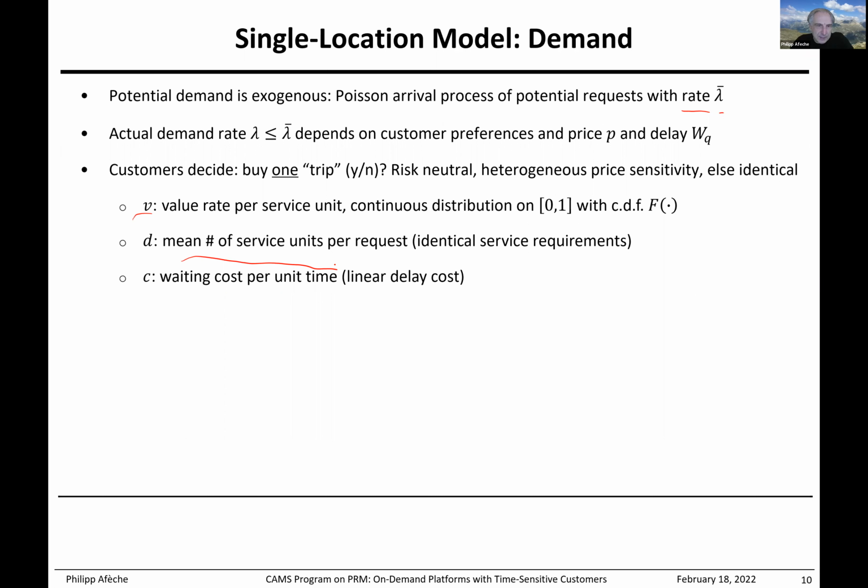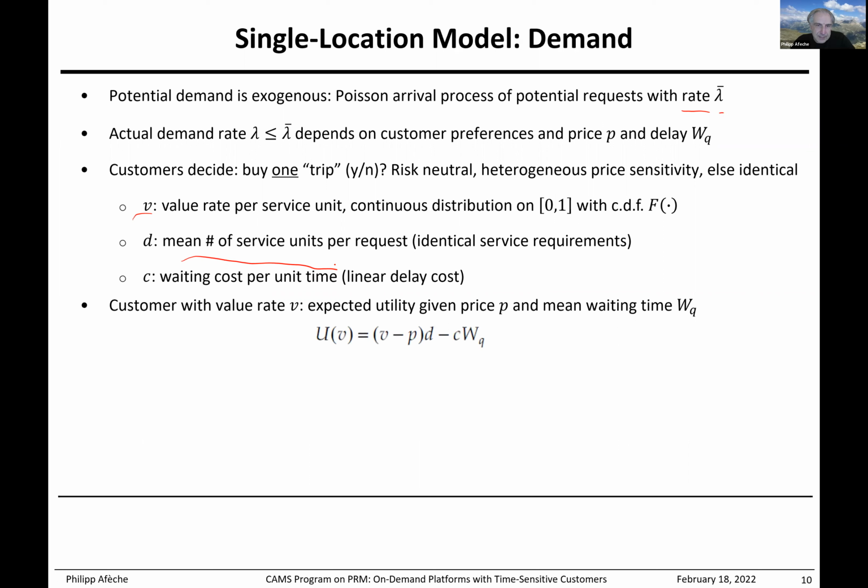Customers have a unit waiting cost of C, a linear delay cost per unit time that they wait for the service. And so if you look at a customer with value rate V, their expected utility of getting served is V minus P. The P is the decision of the provider. The W arises through other customers' decisions and everybody's decisions. And because of this D, everything is multiplied by D. So this P is a price rate per service unit. If it's, let's say, 50 cents per kilometer and you're going for 20 kilometers, it's going to cost you $10.